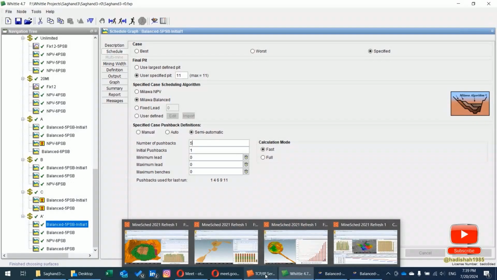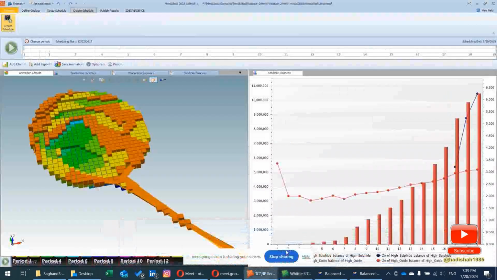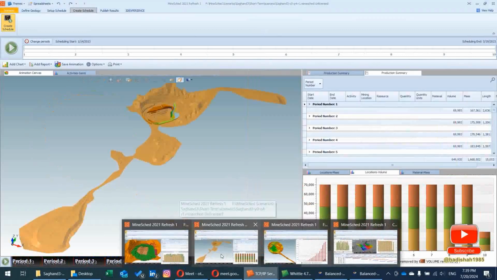Tactical mine planning is one of the 3 or 4 main steps of the mine scheduling and mine planning cycle that is in many projects neglected.